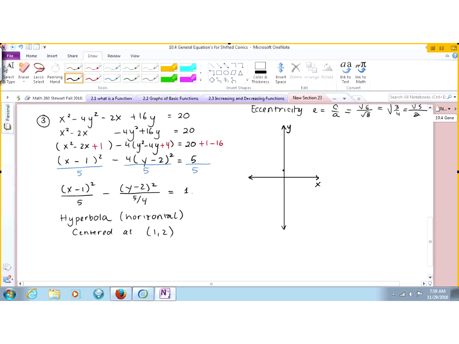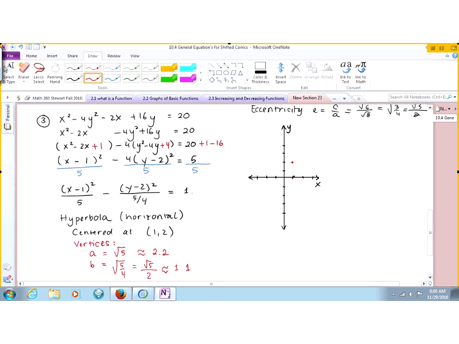So 1, 2 is right here. This is my center. How many units do I go left and right? So vertices. A, what is A? B, what is B? A is square root of 5, approximately, what is square root of 5? 2.2, approximately. Okay. B is square root of 5 over 4, which is square root of 5 over 2, which is 1.1 then, right?